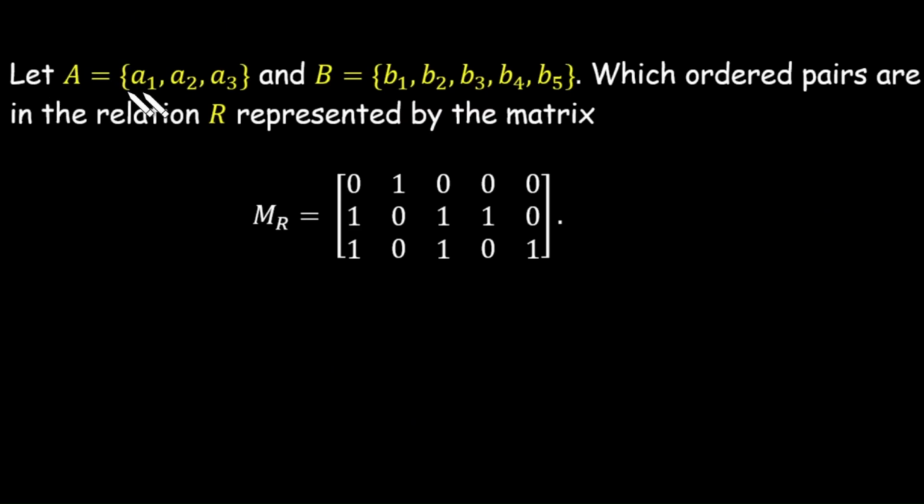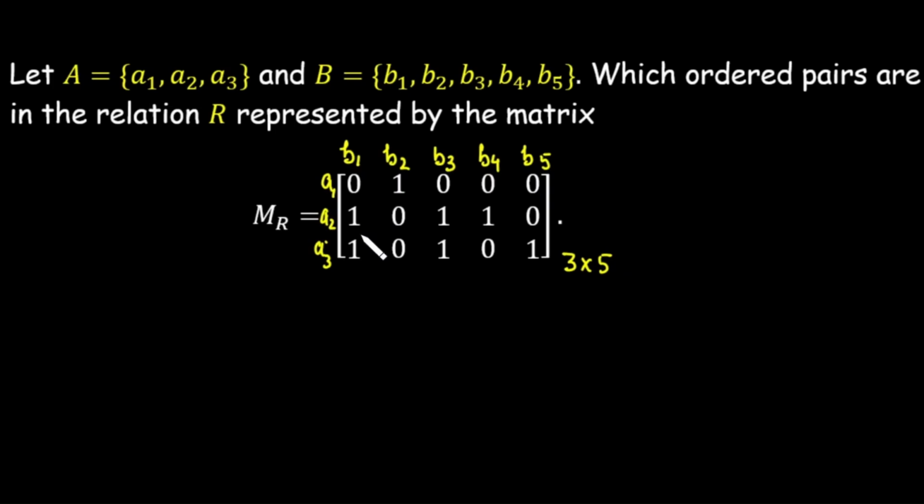Taking one more example, here we have a set A that contains the 3 elements A1, A2, A3. B is a set that contains 5 elements. Now the point is, which ordered pairs are in the relation represented by this matrix? The matrix representation is given to you, and you need to find the ordered pairs in the relation. This is a matrix of order 3 by 5, and 3 is the cardinality of the set A. It means row-wise we are taking the elements of the set A, that is A1, A2, A3. The number of columns is 5, which is the cardinality of the set B, so we take the elements of set B column-wise. As the ordering is not defined, we take it as it is; we will not swap any of these elements.